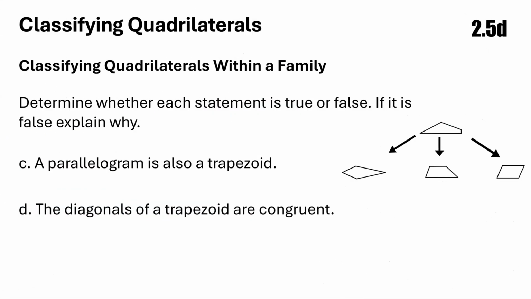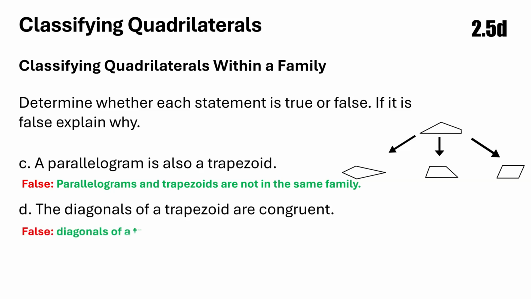For Part C, the statement is false because parallelograms and trapezoids are not in the same family. Parallelograms always have two pairs of parallel sides, while trapezoids always have one pair of parallel sides. For Part D, the statement is false because diagonals of a trapezoid are congruent only if the trapezoid is isosceles. The main reason that this is not true is that for it to be a true statement, it must be true for all cases.